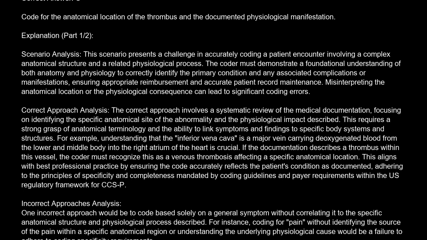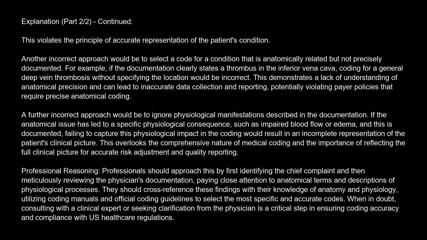One incorrect approach would be to code based solely on a general symptom, without correlating it to the specific anatomical structure and physiological process described. For instance, coding for pain, without identifying the source of the pain within a specific anatomical region, or understanding the underlying physiological cause, would be a failure to adhere to coding specificity requirements. This violates the principle of accurate representation of the patient's condition.